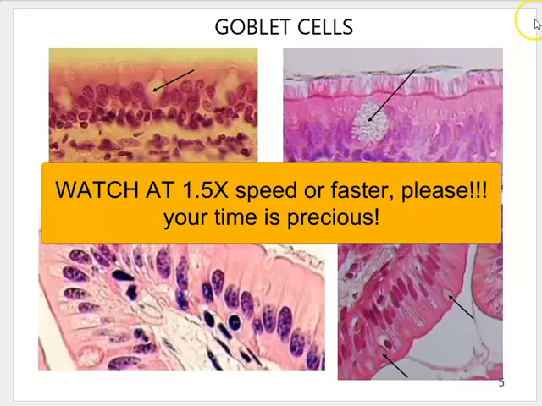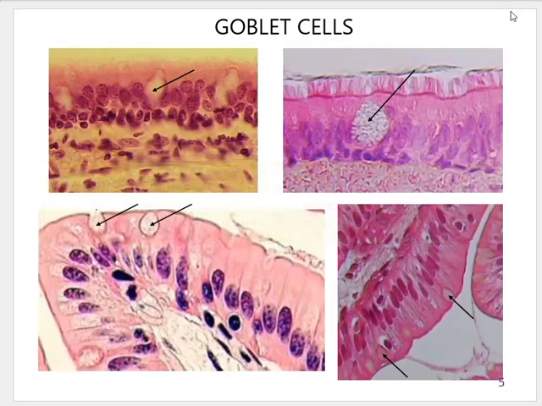Our first topic was goblet cells, and I drew a picture of a goblet cell. So stop the video and remind yourself, what does a goblet cell accomplish? What is its function? And you should have come up with, it makes mucus and secretes it to the apical side of an epithelial tissue. And we find these all over the body.